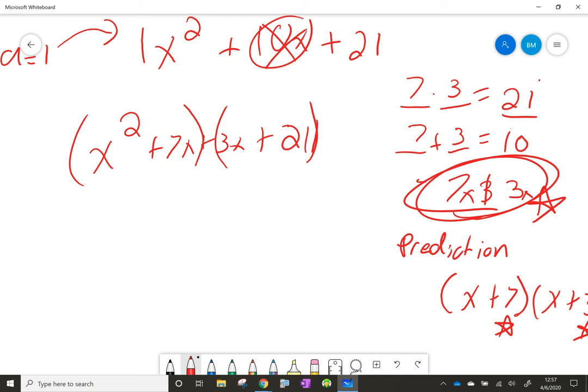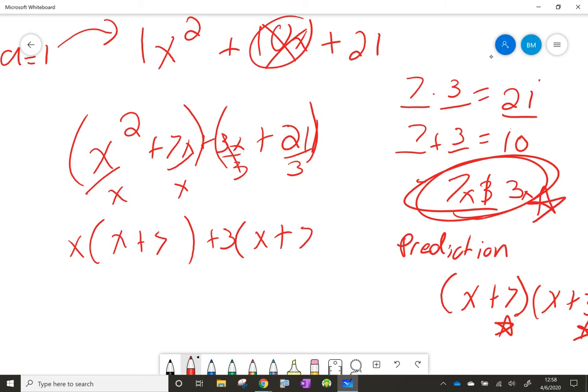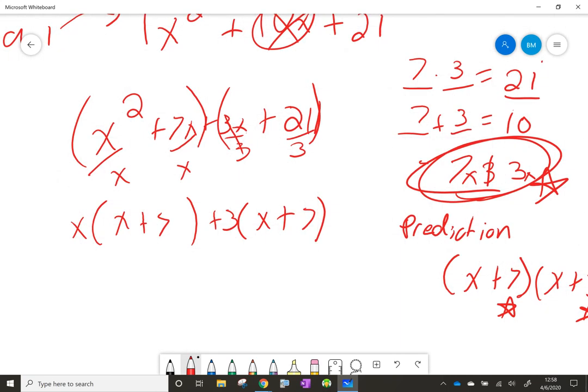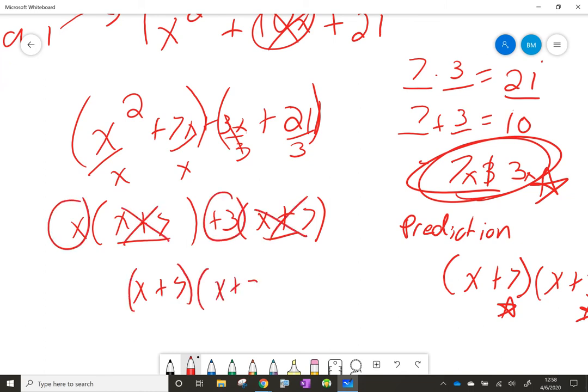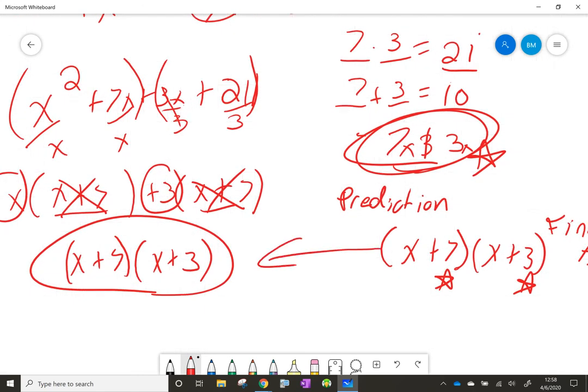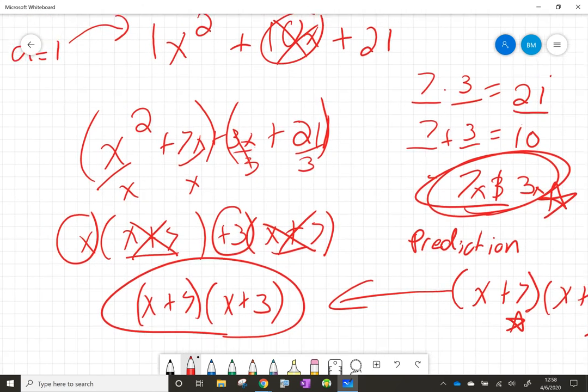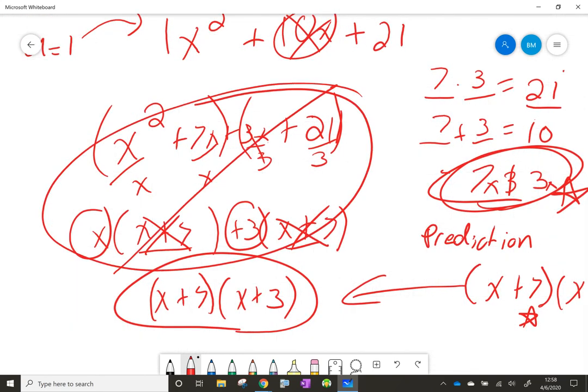So my factor by grouping, first group has an x in it that I can factor out, and that leaves me x plus 7 remaining inside. The second group, both can be divided by 3, so I'll factor the 3 out, and that will leave me x plus 21 divided by 3 is 7, so x plus 7 inside. So you'll notice I have the common binomial of x plus 7, and I've got the outside part of x plus 3. And look, my prediction came true. My prediction was correct.